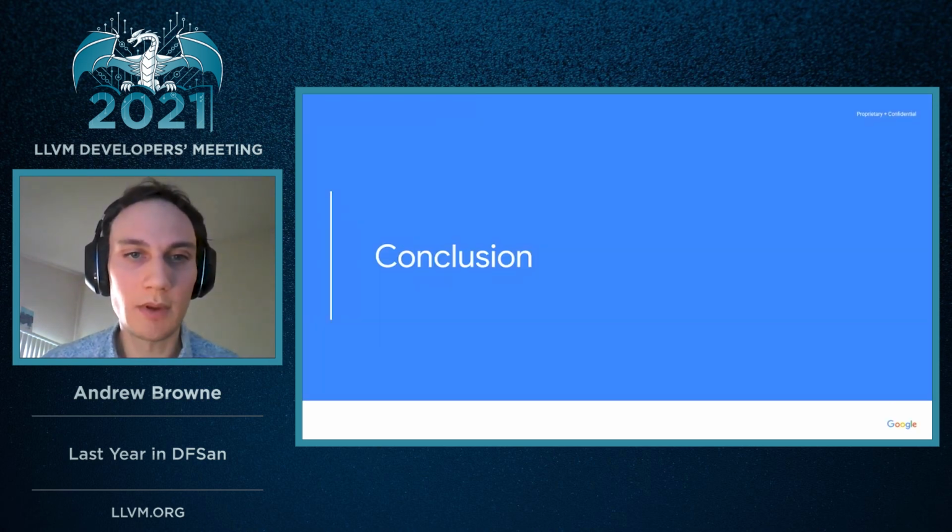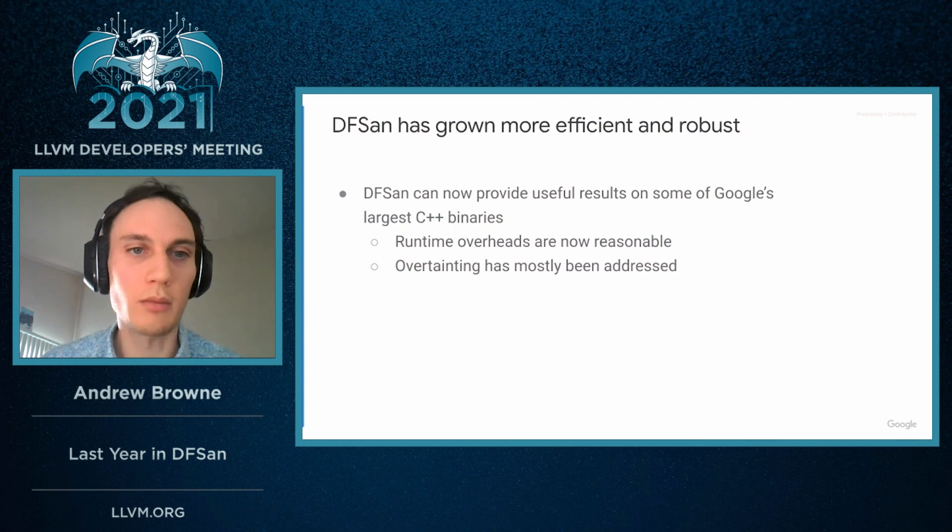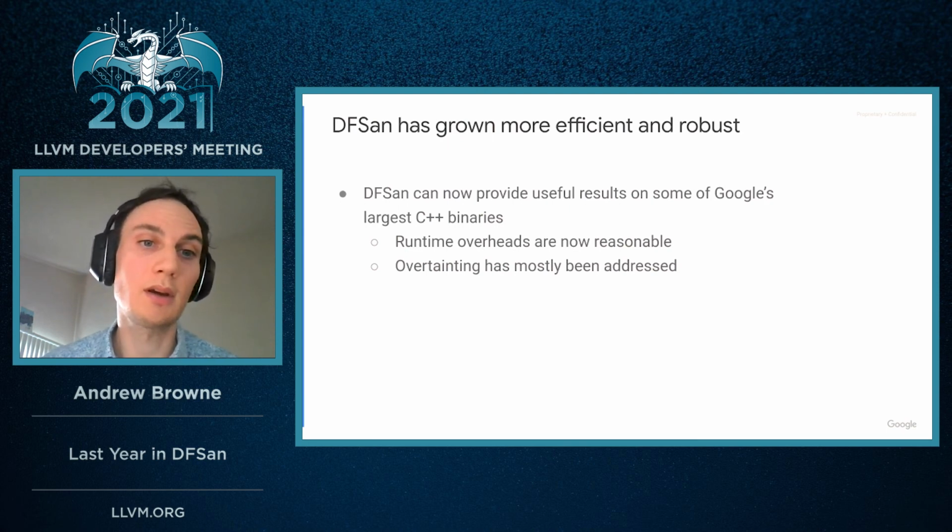And in conclusion, DFSan has grown more efficient and more robust. DFSan can now provide useful results on some of Google's largest C++ binaries with reasonable overheads. And we're also finding that overtainting issues have mostly been addressed.